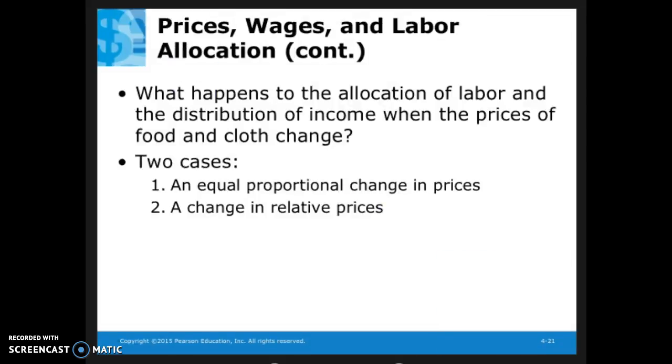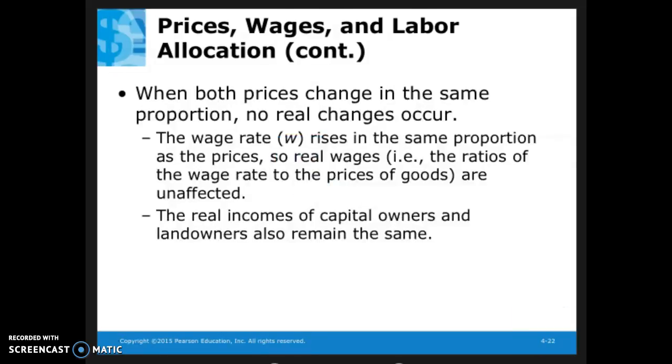So, what happens to the allocation of labor and the distribution of income when prices change? We have two cases: an equal proportional change in prices, where each price changes by an equal proportion, or a change in relative prices. When both prices change equally, no real change occurs. The wage rate rises in the same proportion, so real wages are unaffected. The real income of capital owners and landowners also remains the same.